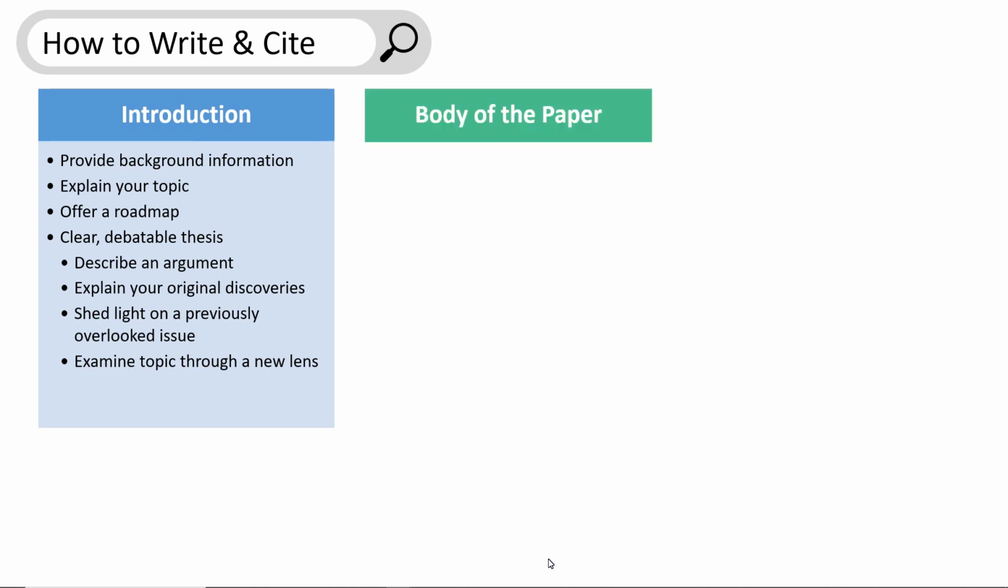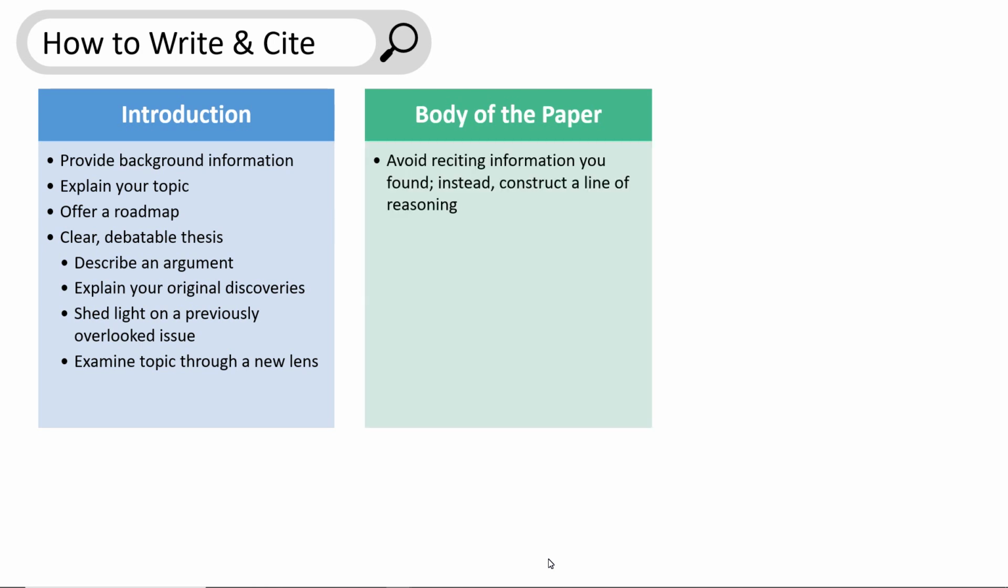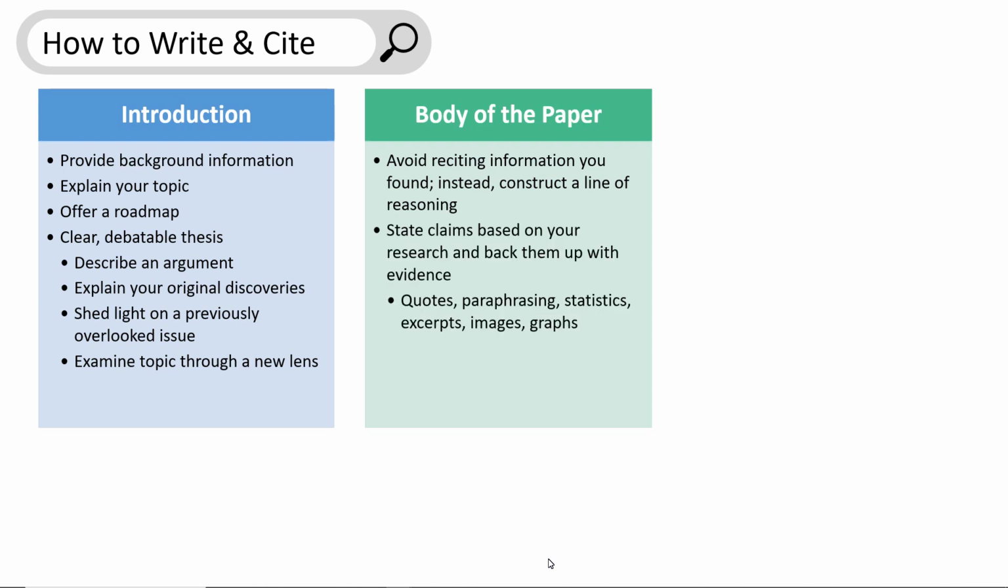When it comes to the body of the paper, you want to make sure that you're avoiding reciting information that you found. Instead, you want to construct a line of reasoning. So you'll state claims that you found based on your own research and back them up with evidence that might include quotes, paraphrasing, statistics, excerpts, images, and graphs. And you'll evaluate that evidence in your commentary or your analysis. And again, this paper does not have to follow a specific structure, but as long as you are backing up everything that you're saying with evidence and analysis, you'll be fine.